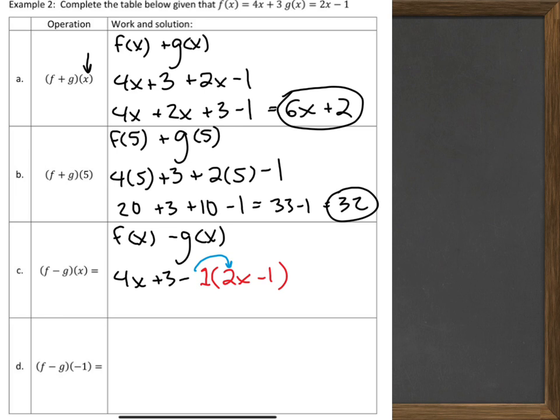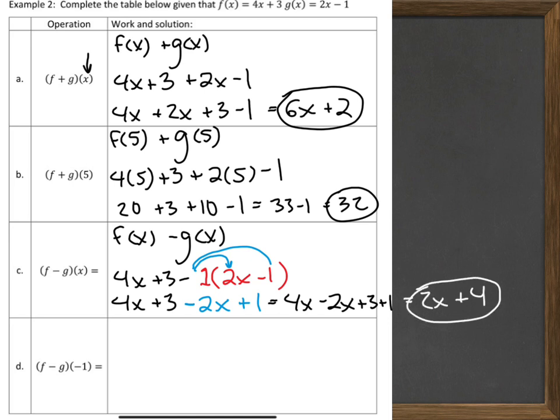So I have negative 1 times 2x, that's negative 2x. Then I have negative 1 times negative 1, and that's plus 1. Let's bring down the rest of our problem, 4x plus 3. Then I'll take a second and rewrite it so that like terms are adjacent. So I have 4x minus 2x, that's 2x, 3 plus 1 is 4. So that's my final answer. Again, it makes sense that my final answer contains x since my question contains x.